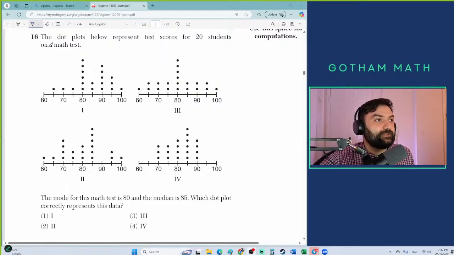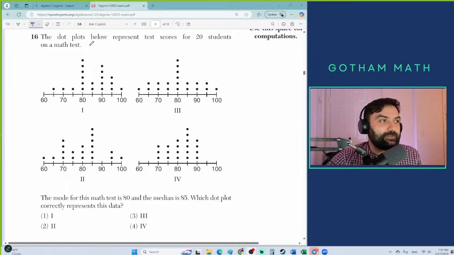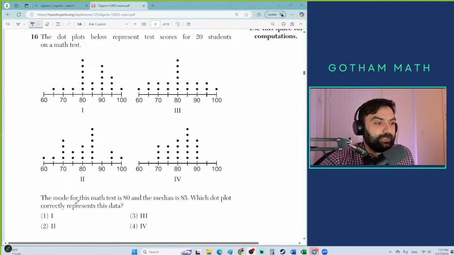Okay, so let's go. Number 16. The dot plots below represent the test scores for 20 students on a math test. The mode for this math test is 80, and the median is 85. Which dot plot correctly represents this data?